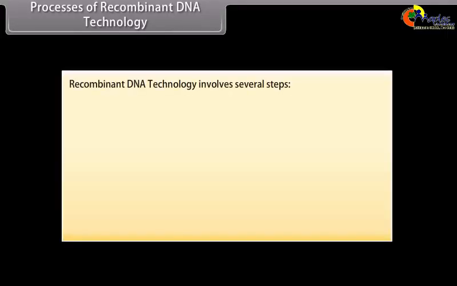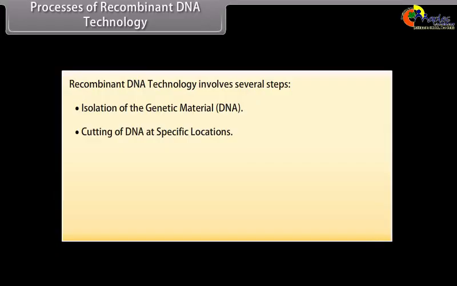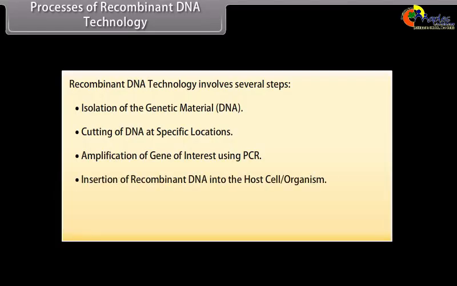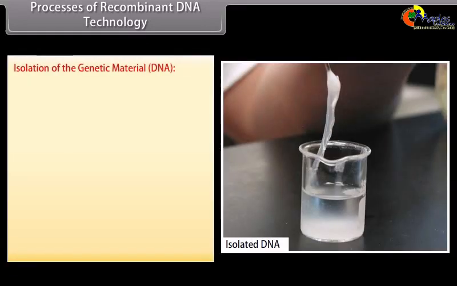Processes of recombinant DNA technology. Recombinant DNA technology involves several steps: isolation of the genetic material, DNA, cutting of DNA at specific locations, amplification of gene of interest using PCR, insertion of recombinant DNA into the host cell organism, obtaining the foreign gene product, downstream processing. Isolation of the genetic material, DNA.